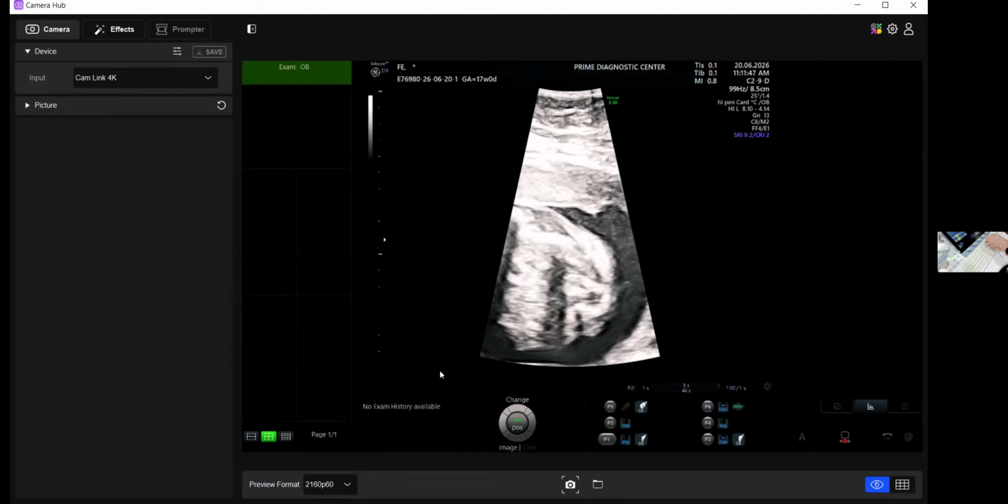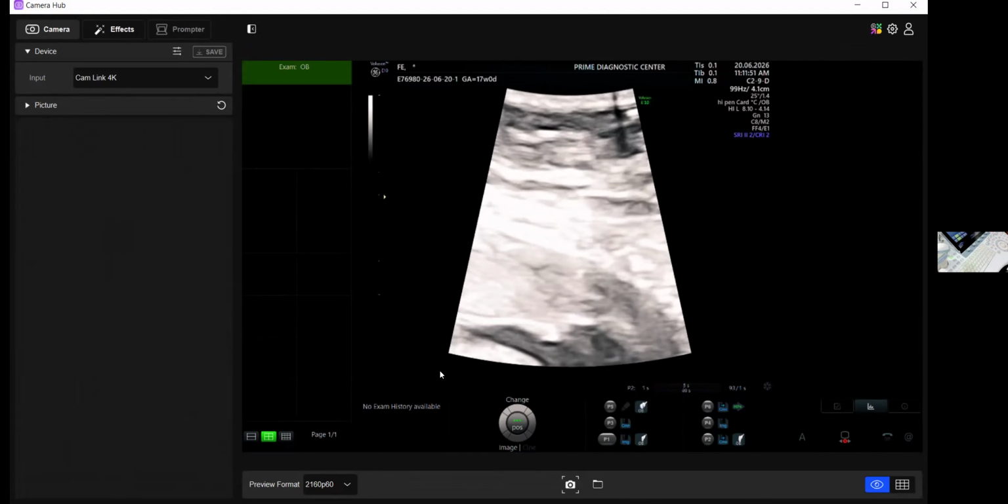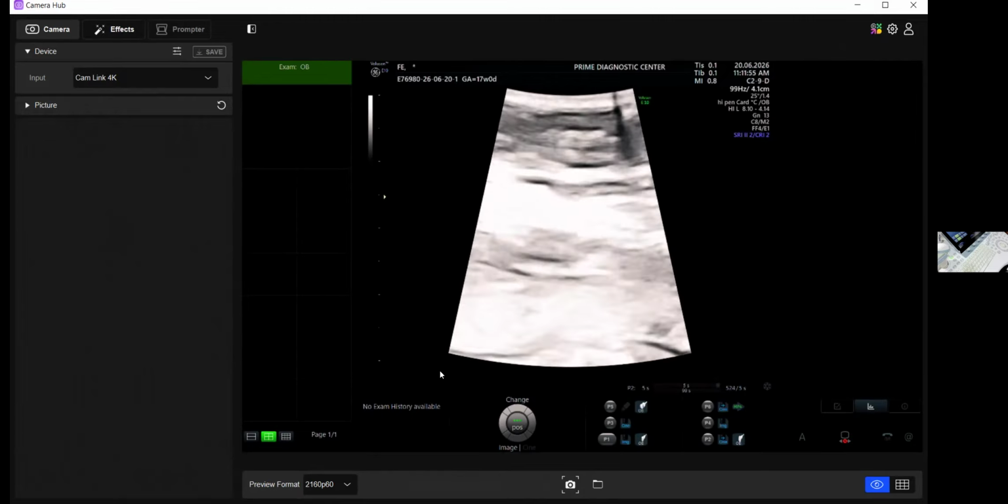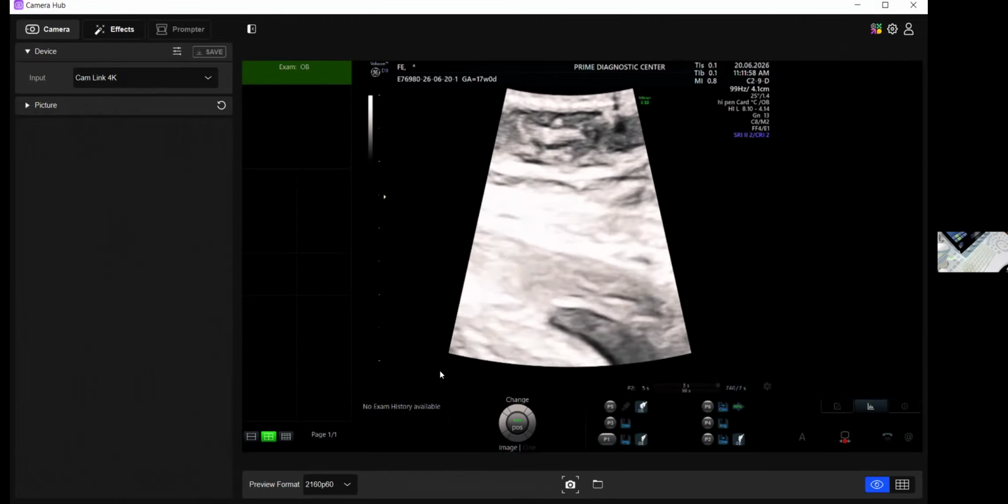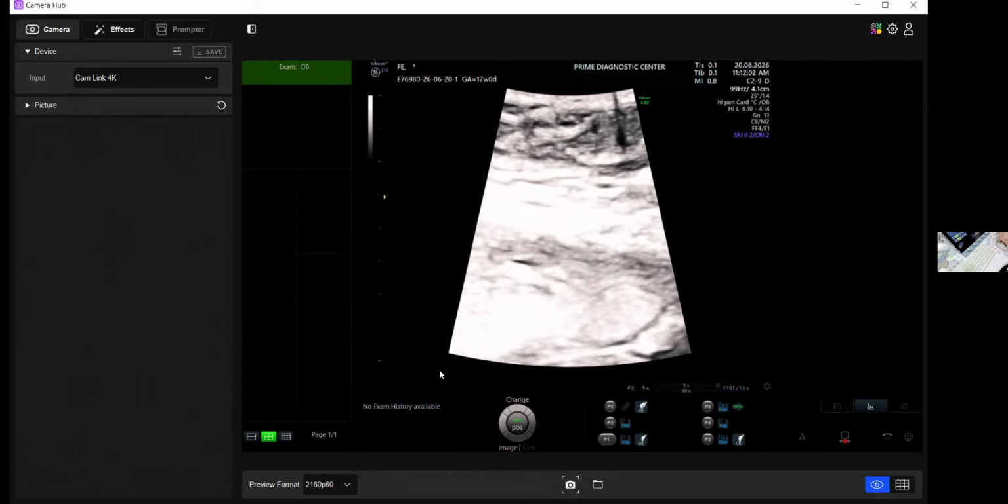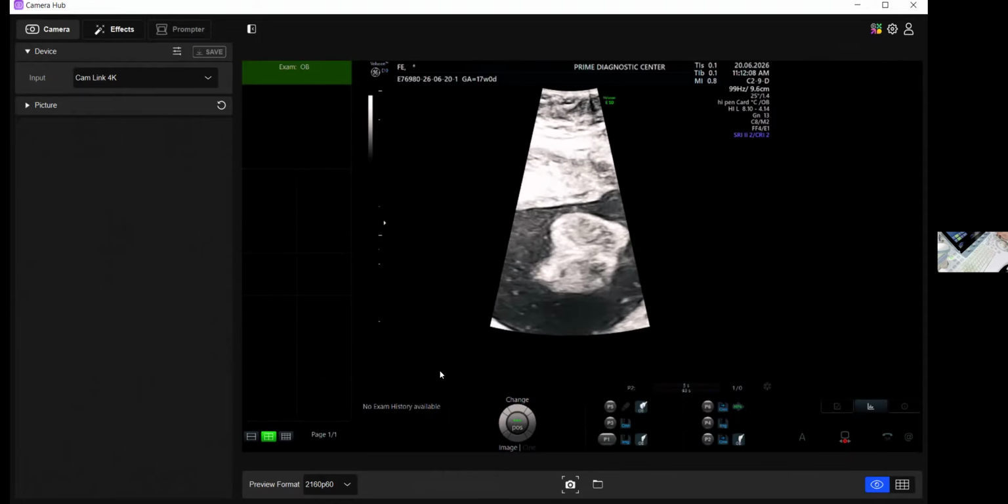Okay, and how to confirm that is, look at this line. I keep scanning this side, that side. Okay, and this is the time when you need to change your probe. So that is kind of an artifact you should be looking for.